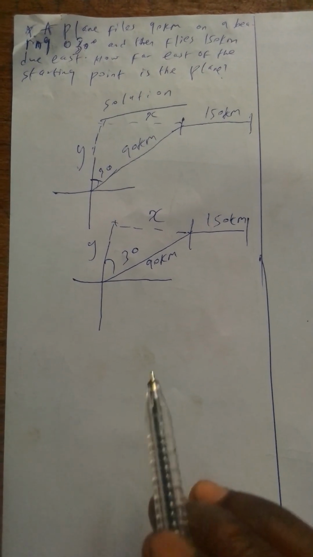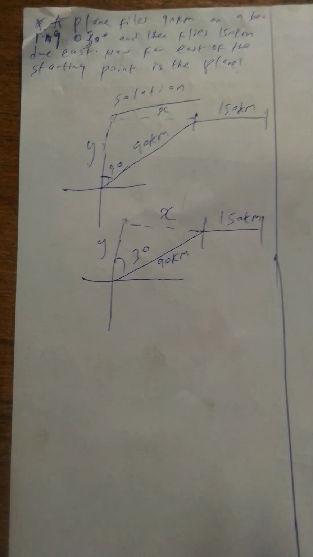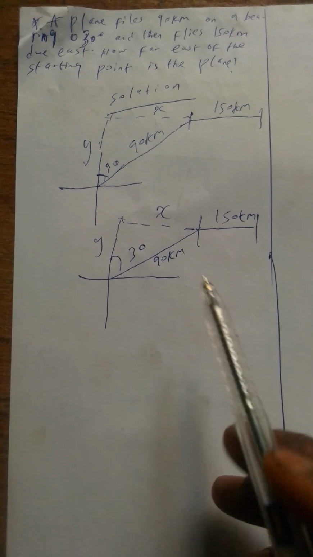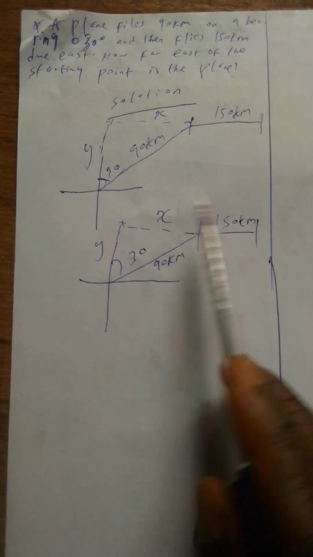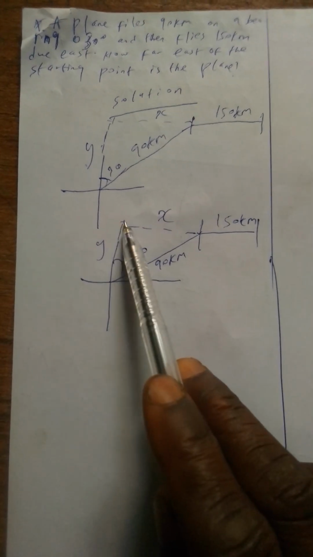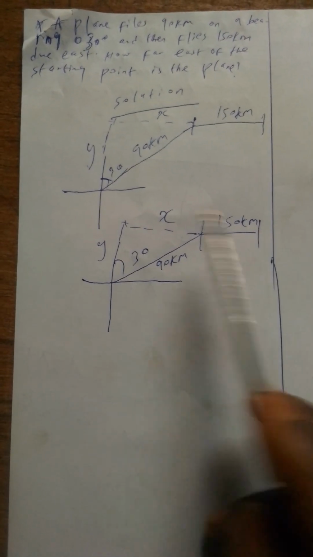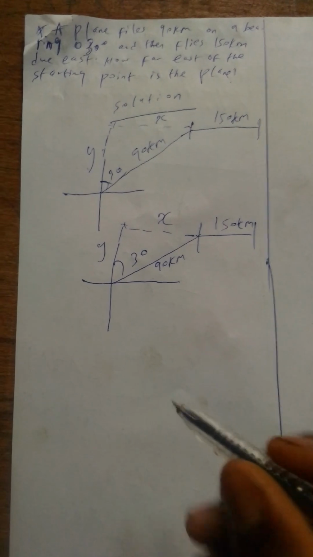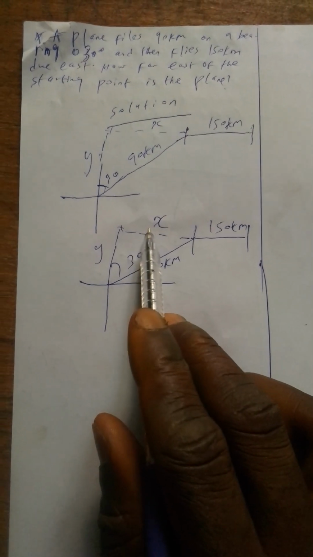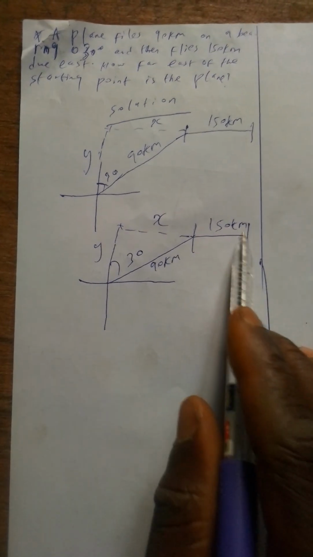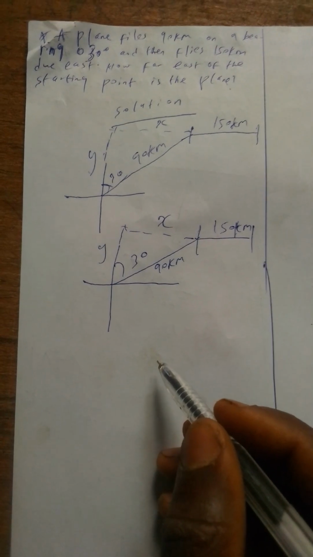So now we are asked to find how far east of the starting point is the plane. What we are asked to find is from this point to this point, the total distance. But before we do that, we need to calculate this distance. Then when we have found this distance, we can add it to 150 kilometer.